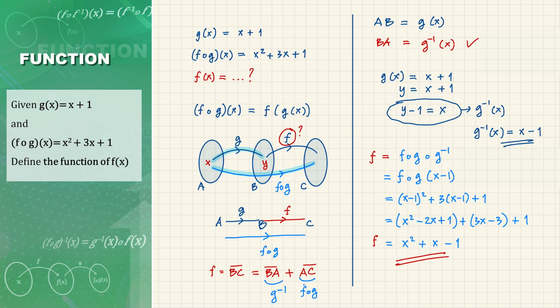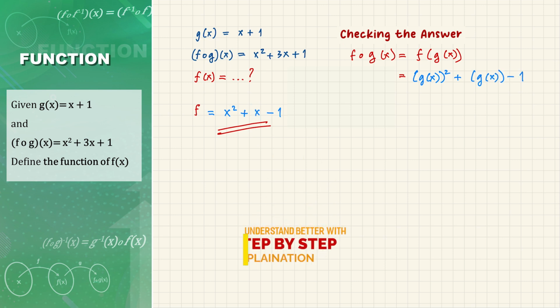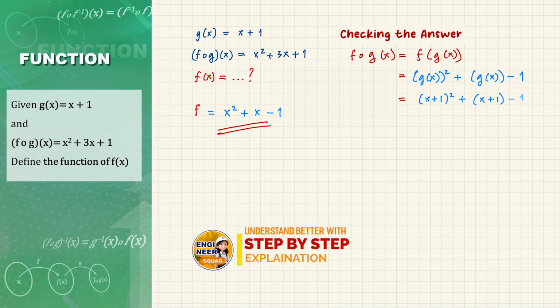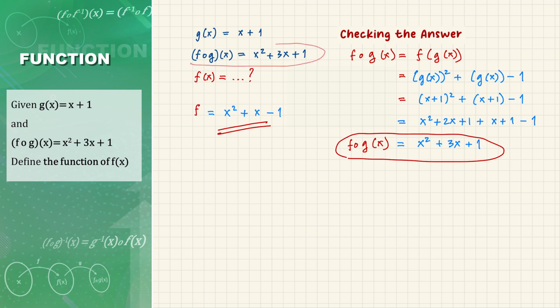This problem is already solved here, but we are going to check our answer. We remember that f composed with g is equal to the function f of g(x). We put g(x) into the function: g(x) squared plus g(x) minus 1. It becomes x squared plus 2x plus 1 plus x plus 1 and minus 1. It results in x squared plus 3x plus 1. We can see that our calculation of f composed with g is the same as in the question. That means our answer is already right.